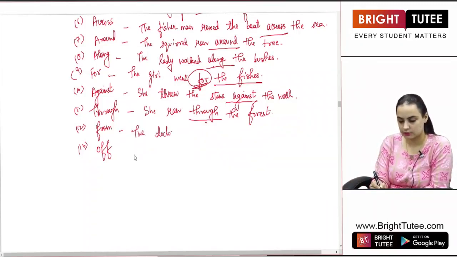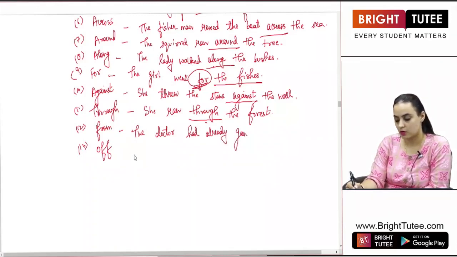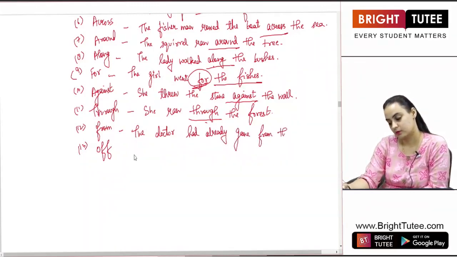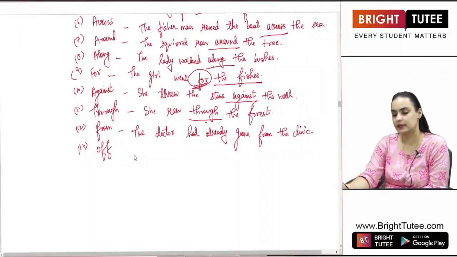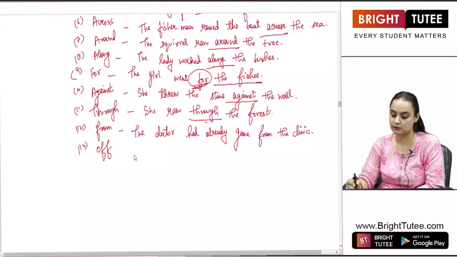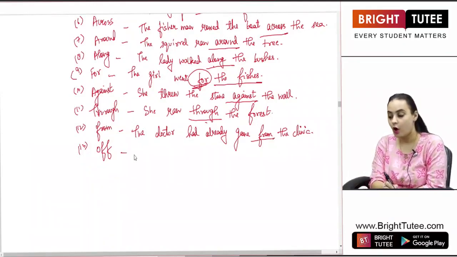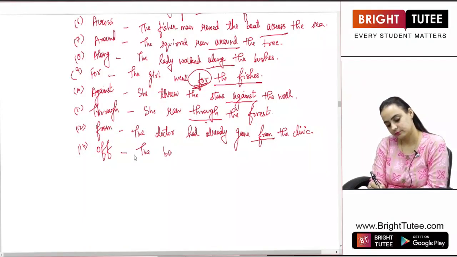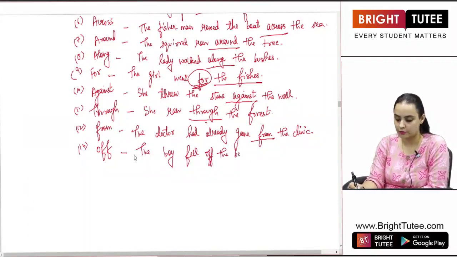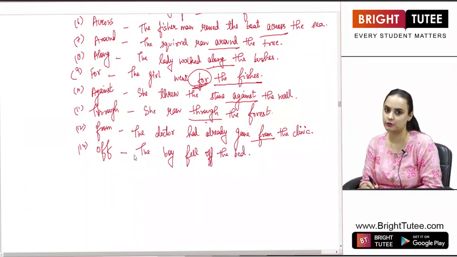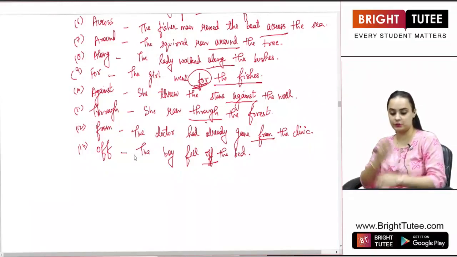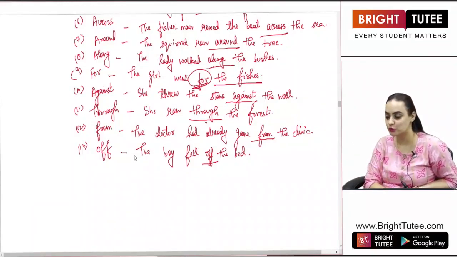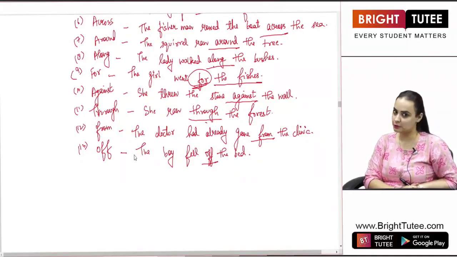From. The doctor had already gone from the clinic. So what is the direction? Where did the doctor go? From the clinic. Off. The boy fell off the bed. So in which direction did the boy fall? Off the bed. So these are the most common prepositions of direction, and this is how we use them.